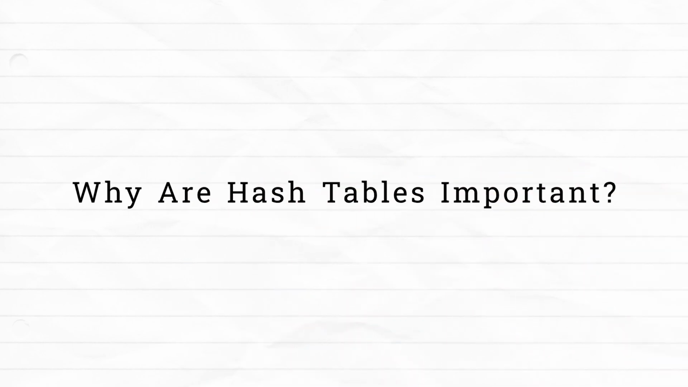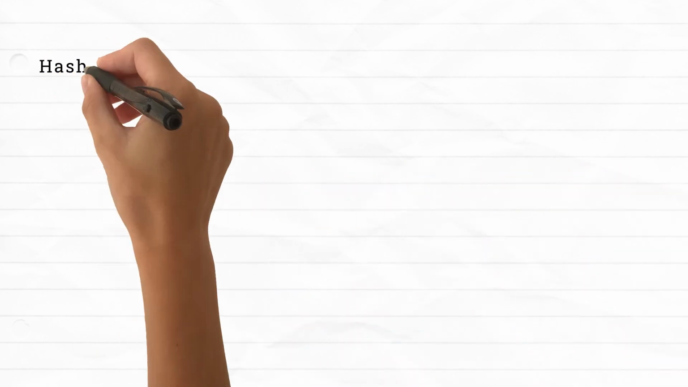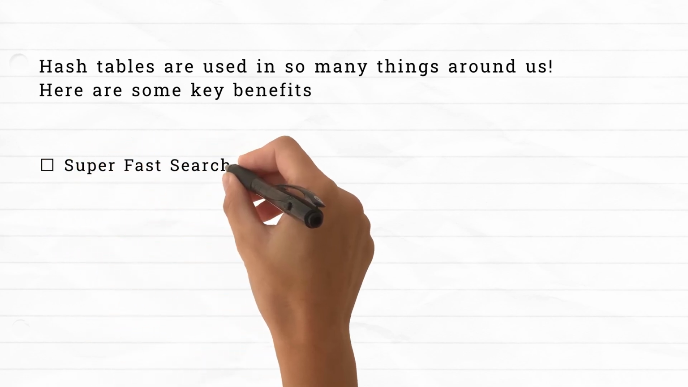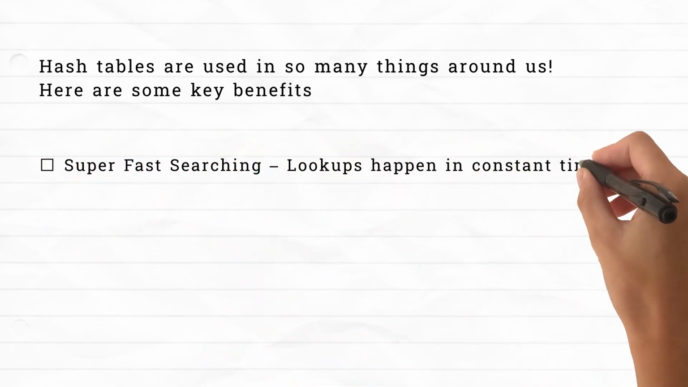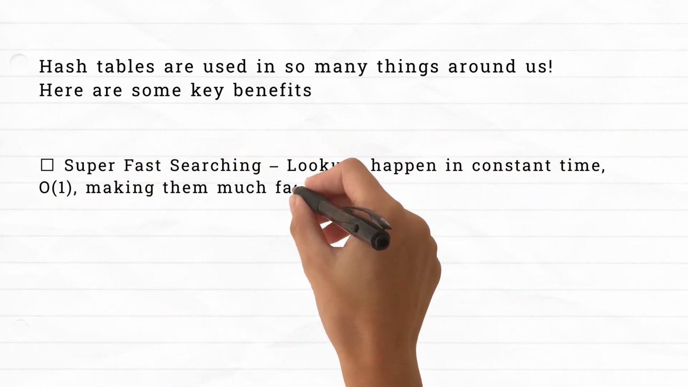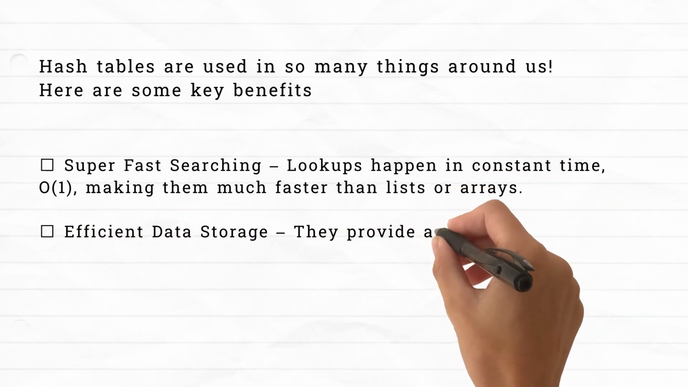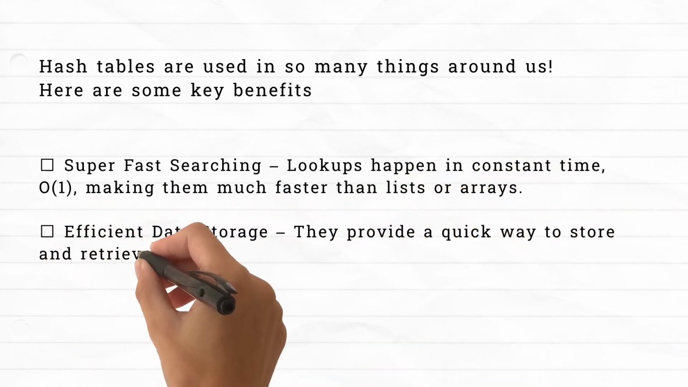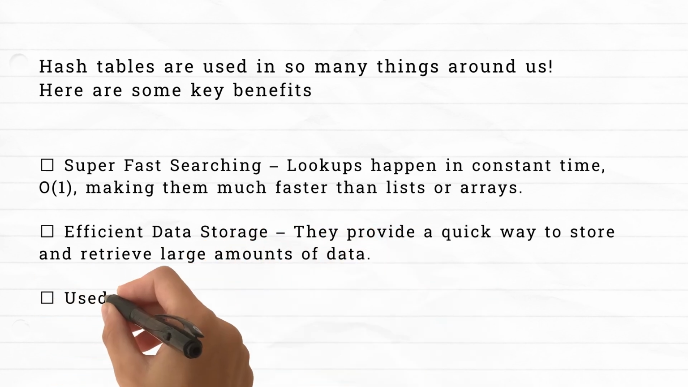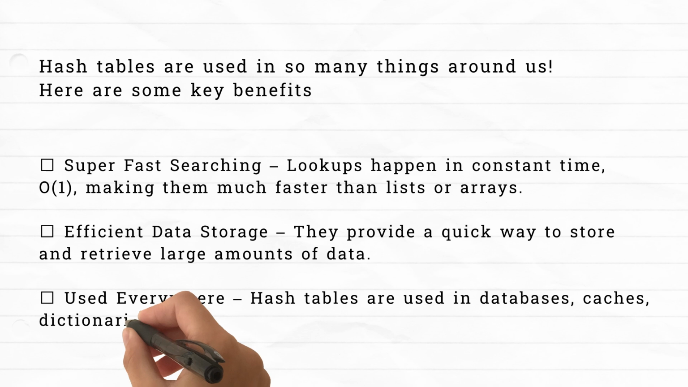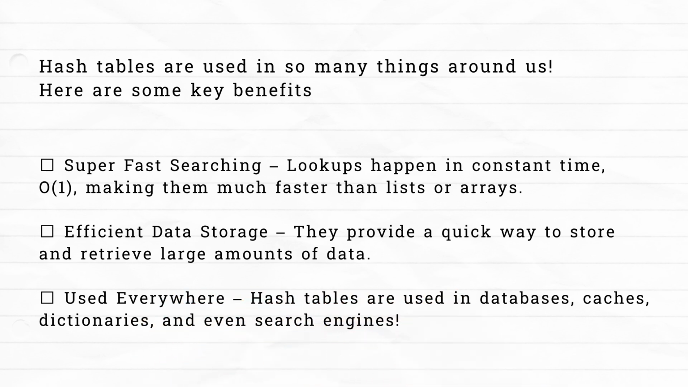Why are hash tables important? Hash tables are used in so many things around us. Here are some key benefits. Super fast searching. Lookups happen in constant time, O(1), making them much faster than lists or arrays. Efficient data storage. They provide a quick way to store and retrieve large amounts of data. Used everywhere. Hash tables are used in databases, caches, dictionaries, and even search engines.